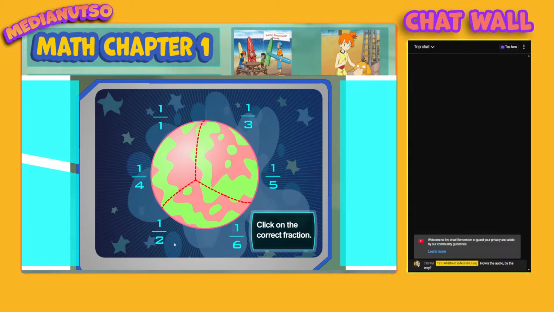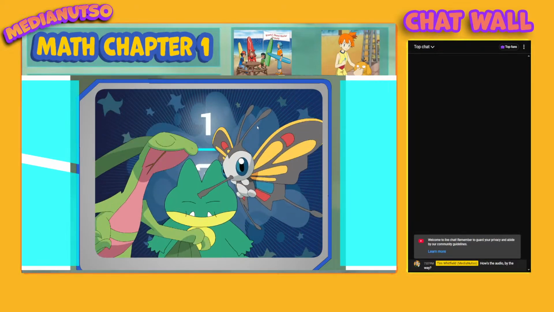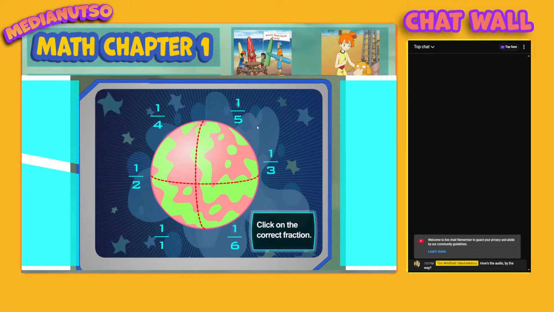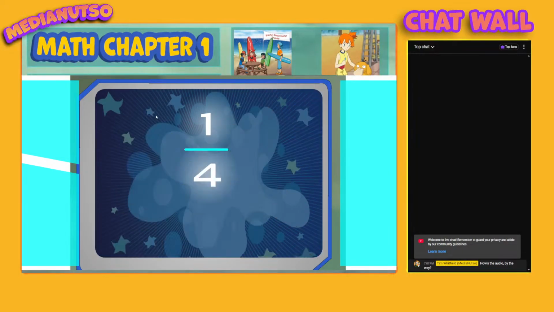What if we wanted to share the berry with 3 Pokemon? What fraction of the berry would each Pokemon get? If you split something in 3, each piece is 1/3. What if we wanted to share the berry with 4 Pokemon? What fraction of the berry would each Pokemon get? If you split something in 4, each piece is 1/4.